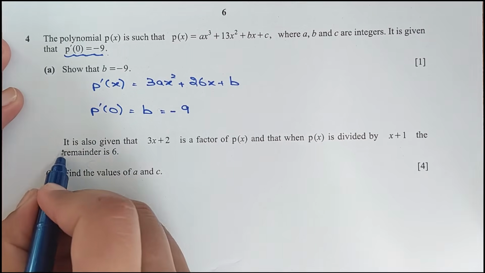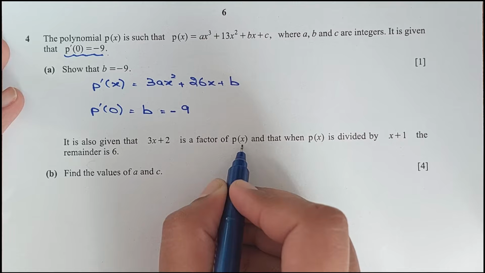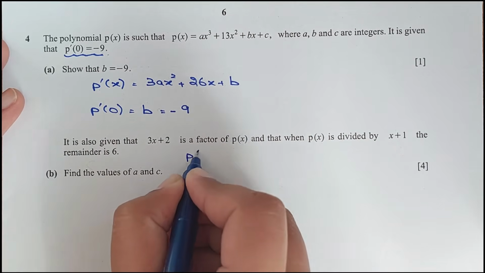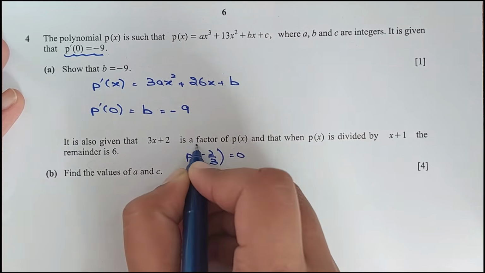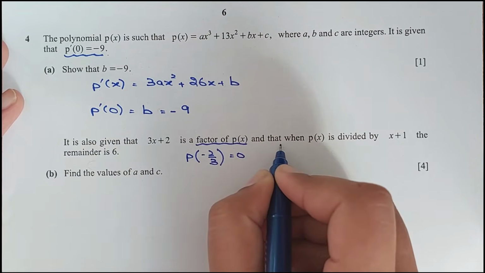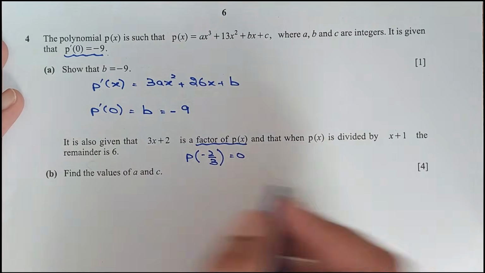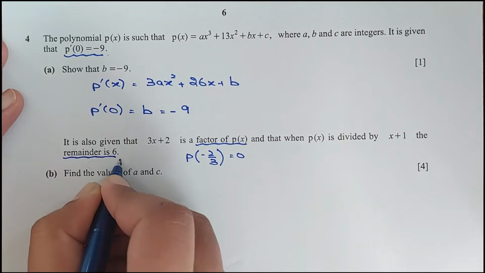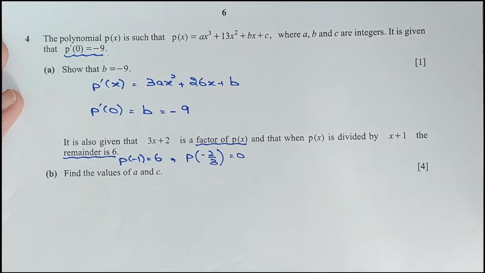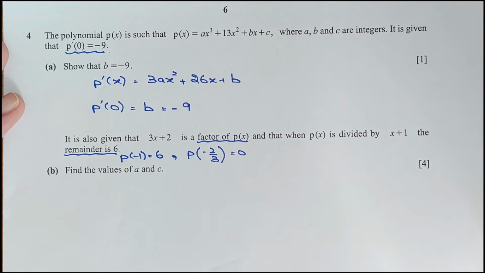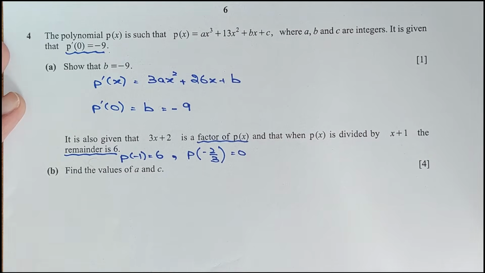Okay, now it is also given that 3x plus 2 is a factor of p of x. If it is a factor, it means p of minus 2 by 3 would be equal to 0. And that when p of x is divided by x plus 1, the remainder is 6. The remainder is 6. It means that p of minus 1 is 6. So we have two pieces of information. Okay, now for part B, find the values of a and c. So by using these two pieces of information, we can easily find the a and c values, right?